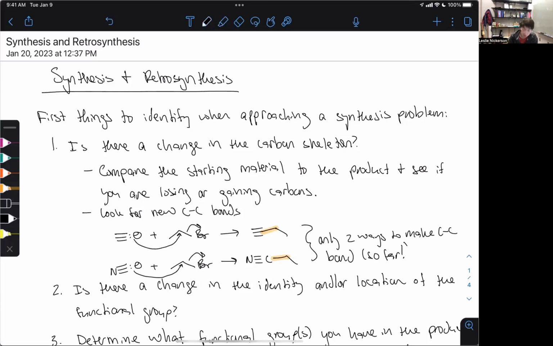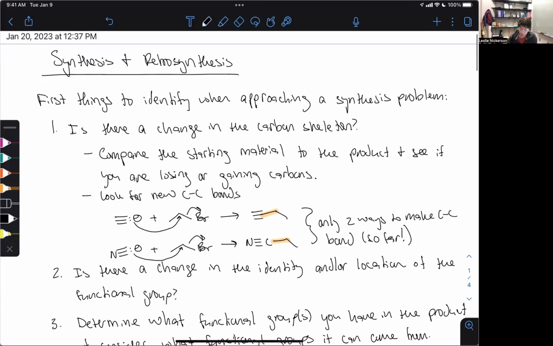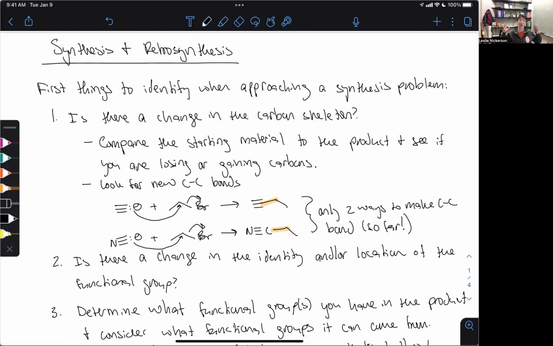But we will definitely be learning more of those this semester. For right now, we want to think about them being fairly focused. If we see new carbon-carbon bonds in a synthesis problem, we only have a couple ways to do it, so make sure that you're putting those in the forefront of your mind.